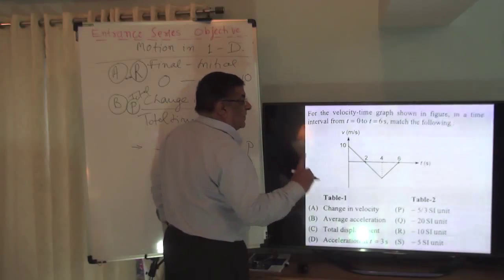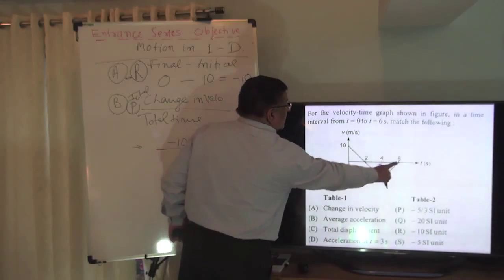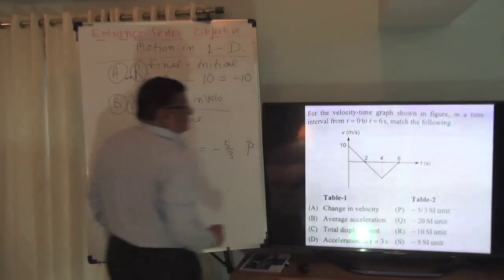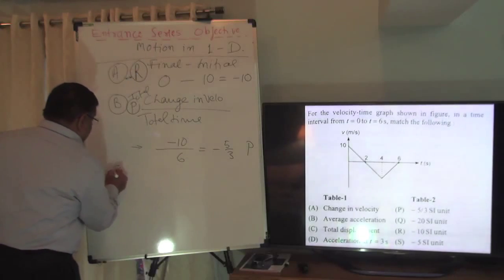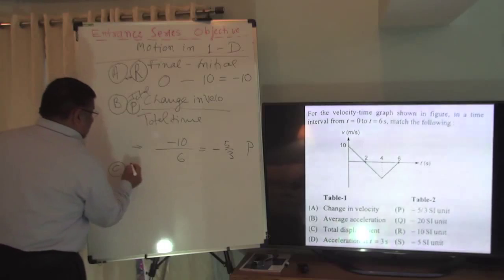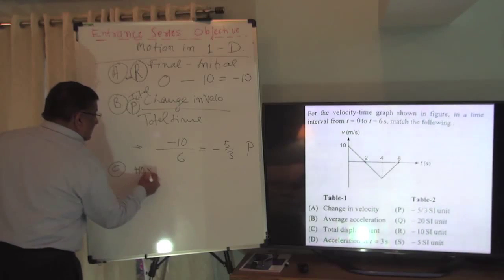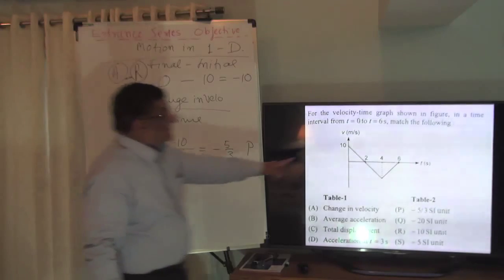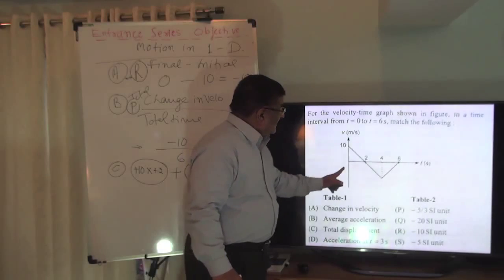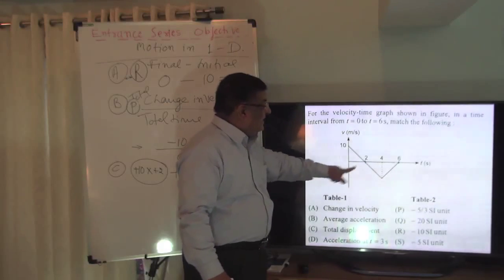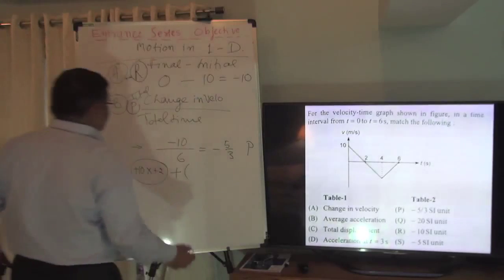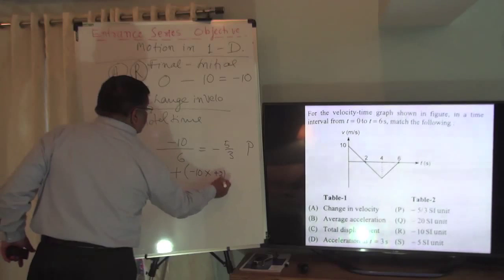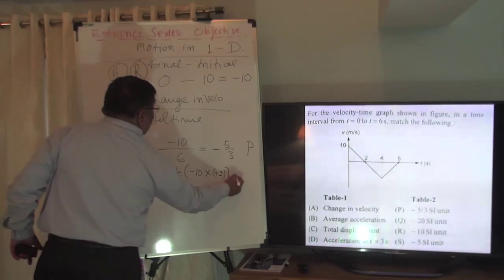We divide it into 3 parts, 0 to 2, 2 to 4, 4 to 6. And here velocity is plus 10, time is 2. So the displacement for the first is plus 10 multiplied by plus 2. For the second part, 2 to 4, the velocity is minus 10 multiplied by 2 seconds. This area will be given by minus 10 into plus 2. This is the second area.